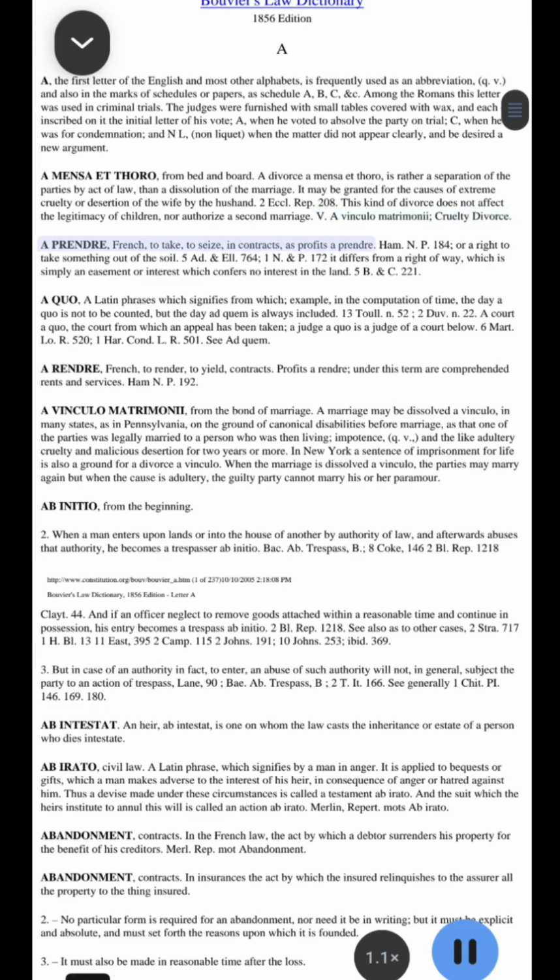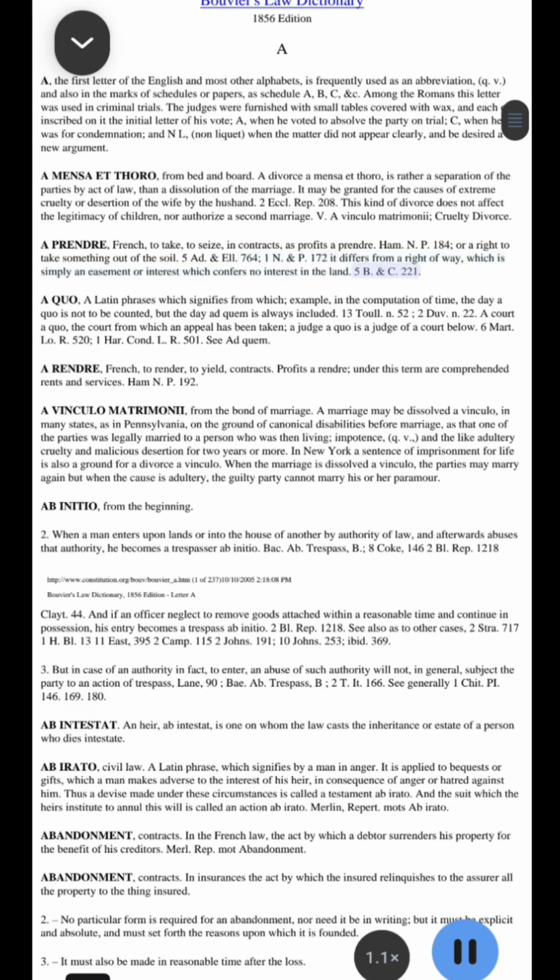A prendre, French, to take, to seize. In contracts, as profits a prendre, or a right to take something out of the soil. 5 Adolph. & E. 764. It differs from a right of way, which is simply an easement or interest which confers no interest in the land.